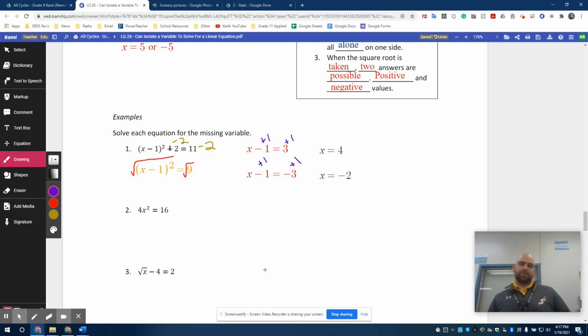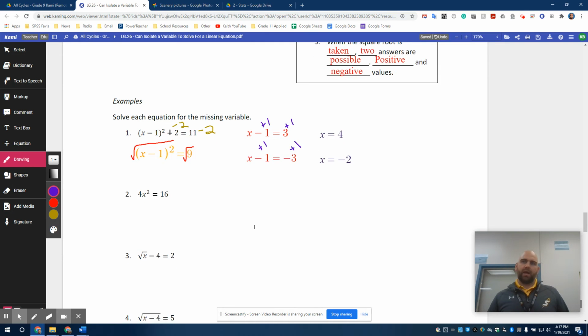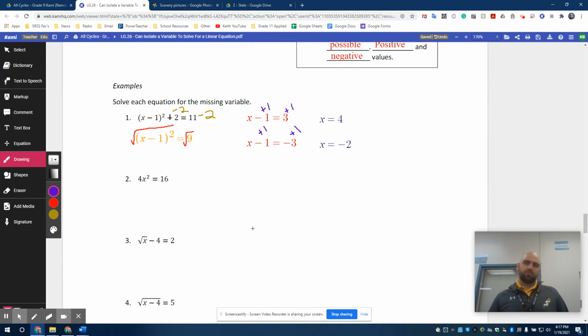And again, this one is not overly difficult once we get inside. So there we are able to solve for both answers without too much difficulty.